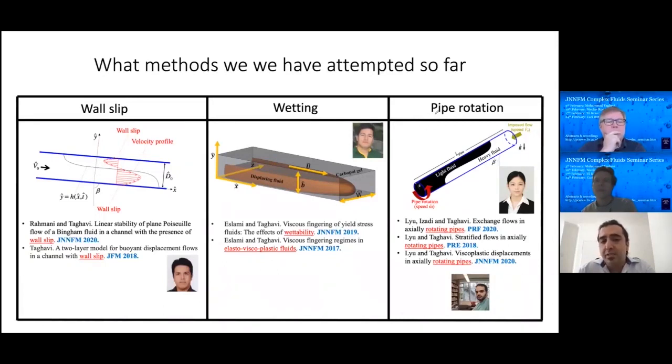And our latest method is applying a pipe rotation to improve the displacement efficiency of our flows. This has been by far our most successful method to improve the displacement efficiency, and this is the topic that I'm going to talk about. This is the work of my PhD student Sean Leo, who just graduated a few months ago. In this work, Mahdi Izadi, who is a PhD student of Ian Frigaard, collaborated with us in initially setting up the numerical simulation.